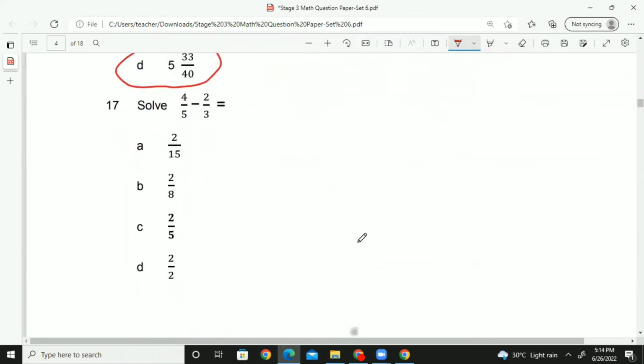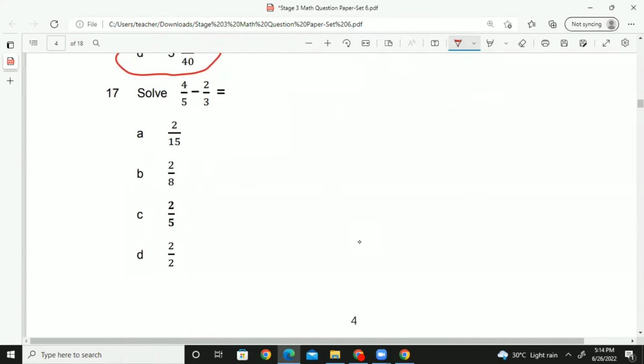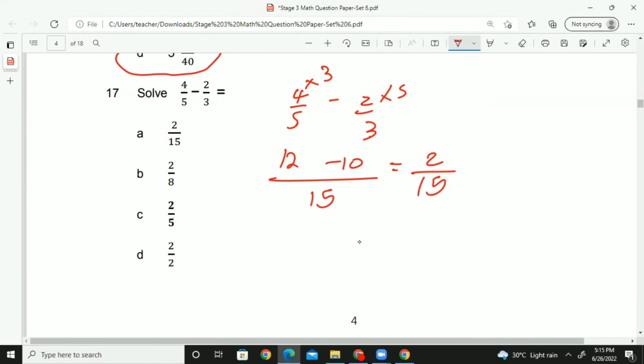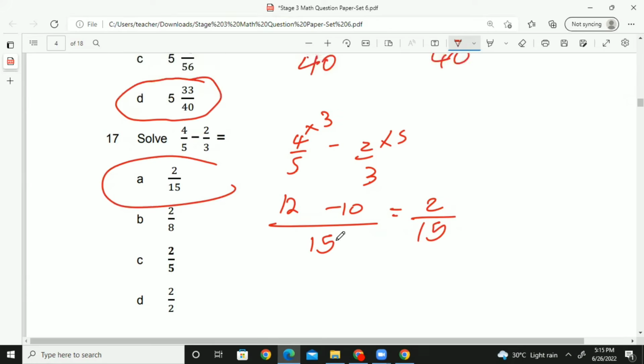All right, so we're looking at this. We're talking 4/5 minus 2/3. Listen, this is 15. All right, so 5 into the 15 is 3 times, 3 fours, that's 12. 3 into the 15 is 5. 5 twos is 10. So this is 2/15. And the answer is at the top right there.